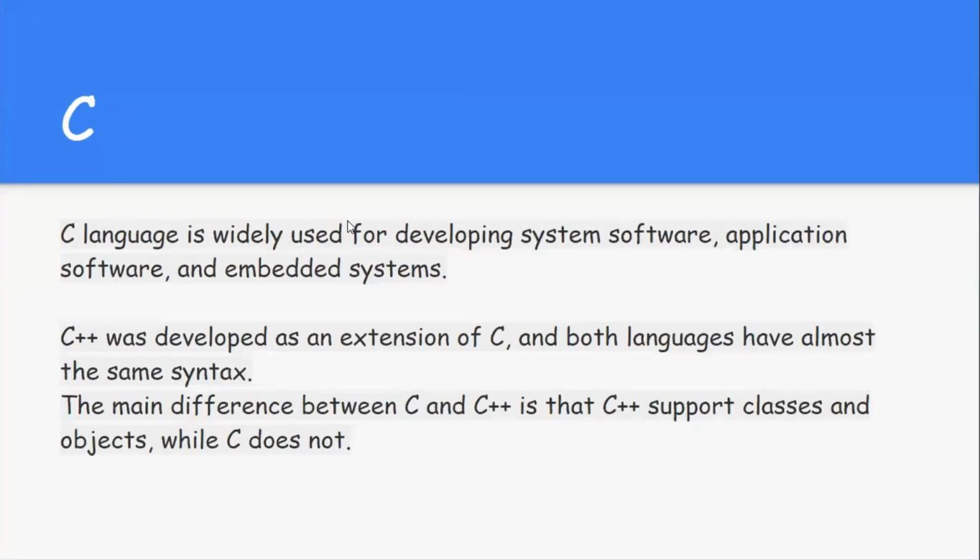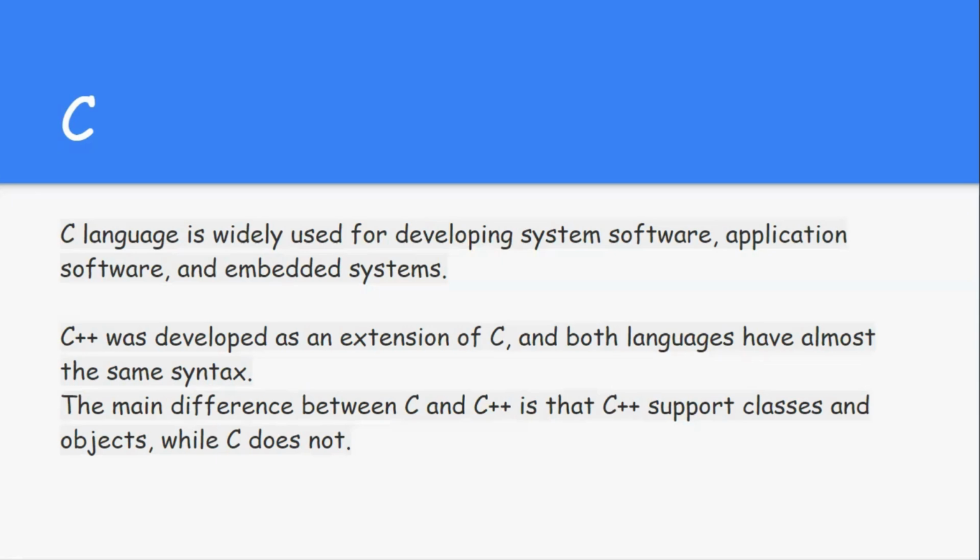Okay, and now let's take a look at the next one, C. The C language is a high-level general-purpose programming language. Again, it's an excellent choice for system programming, for example, developing operating systems, compilers, and network drivers. All right, it's similar to C++. The difference is really that C++ was developed as an extension of C, and both languages have almost the same syntax.